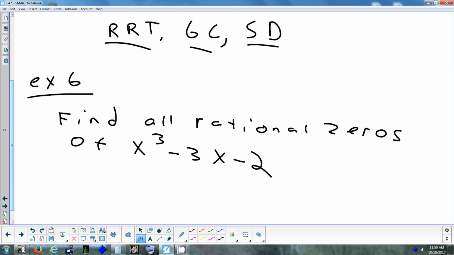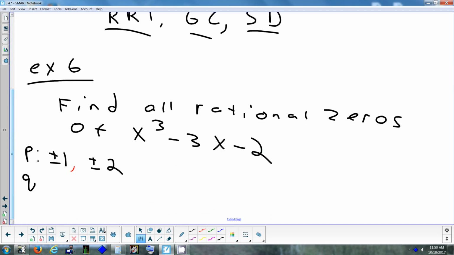Okay, so let's start with the rational root theorem here. What number do I focus on for P? 2. What are the factors of 2? 2 and 1. That's it. So there's not going to be that many options. What's Q in this case? 1. It's right here. It's invisible. What are the factors of 1? 1 and negative 1, yeah.